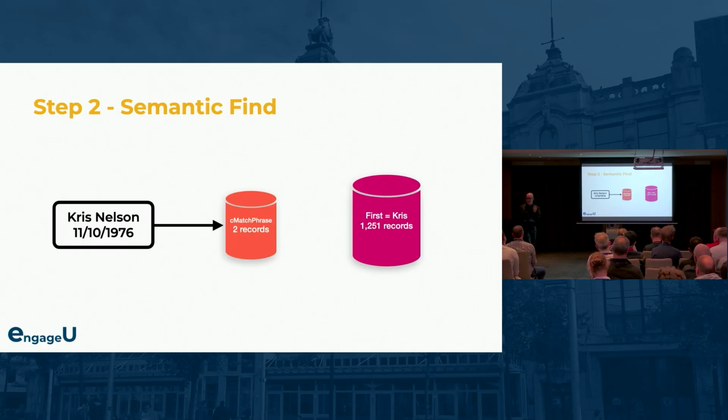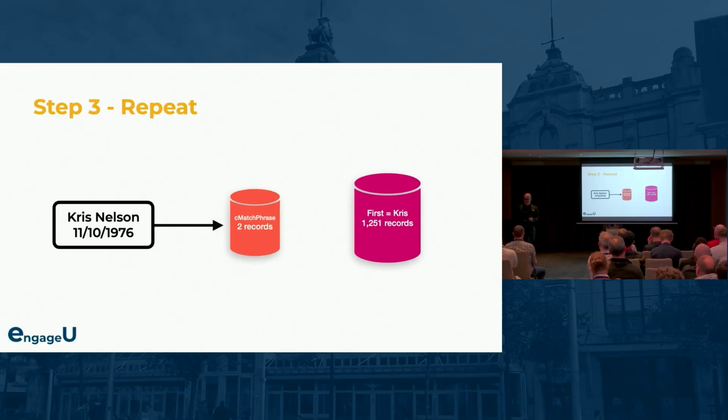And then the fuzzy match was to the rest of the search query, if you follow. So it takes significantly less time to perform a semantic find against 1,200 records than it does against 500,000. So this process is kind of essential with larger data sets. So now we move on to step 3, which is to repeat the blocking and semantic find process.